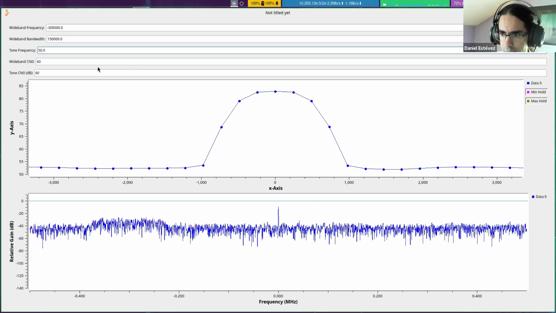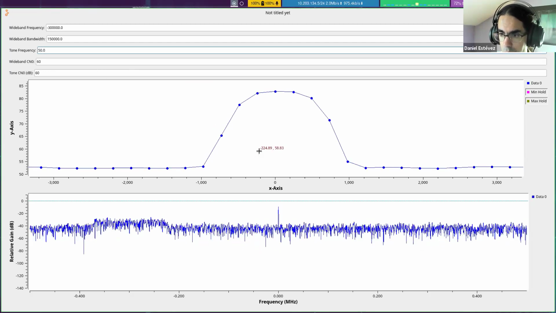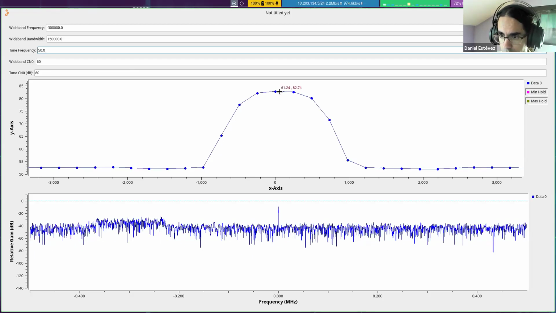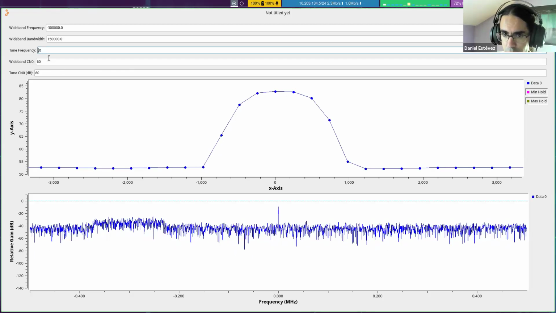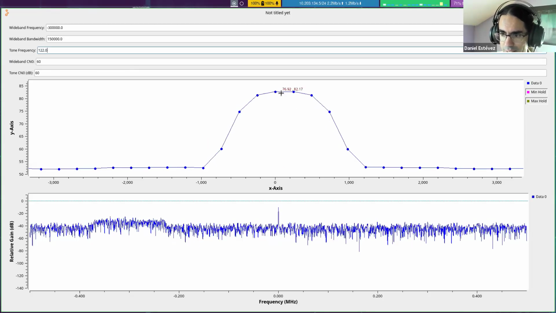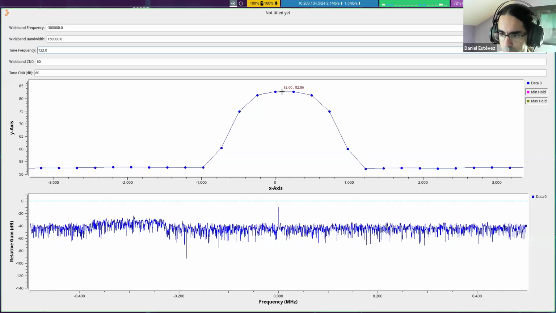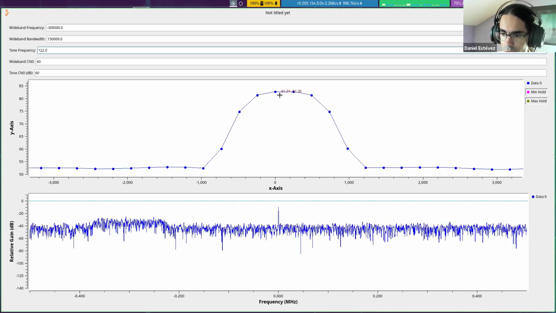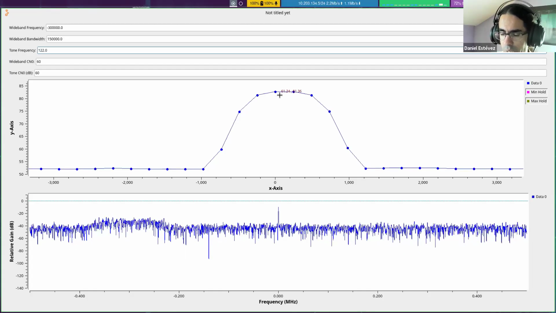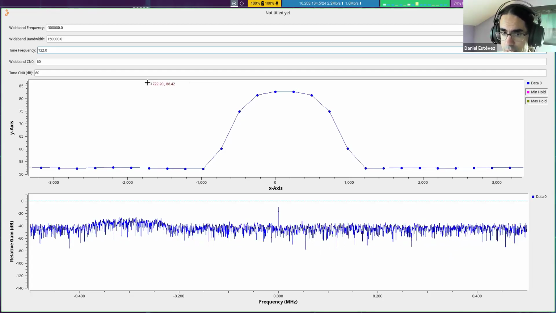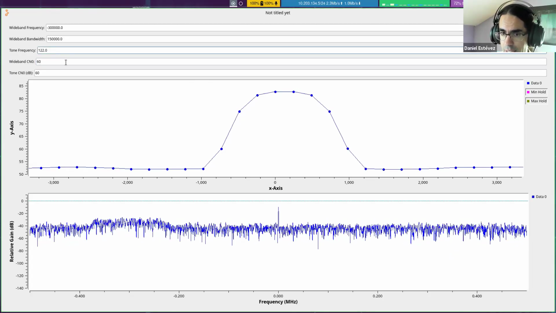If I shift my signal by 50, you can see it's still flat. It's at the same 82 point something. If I shift it halfway to 1 to 2, you can see it continues being flat. That is the reason why it's called flat top. And it has basically no scalloping losses. And that means that regardless of where the signal is, we are not going to have losses if we get unlucky on the frequency alignment.